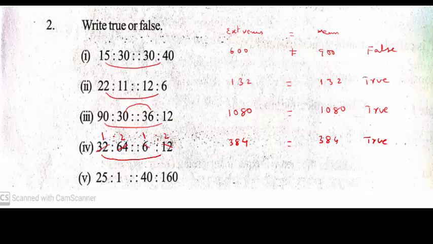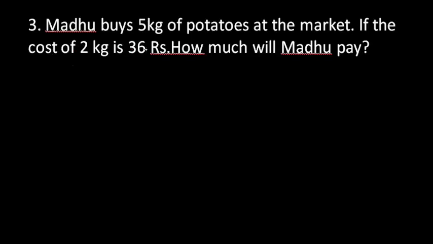Fifth, the product of extremes: 25 into 160 is 4000. Means: 1 into 40, 40. These are not equal, so it is not true. This is false. Third sum: Madhu buys 5 kgs of potatoes at the market.